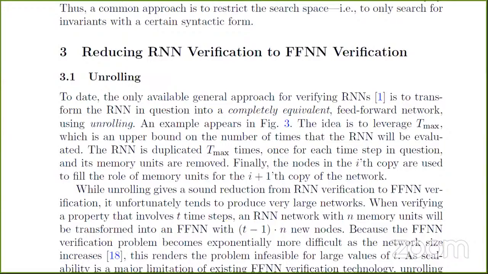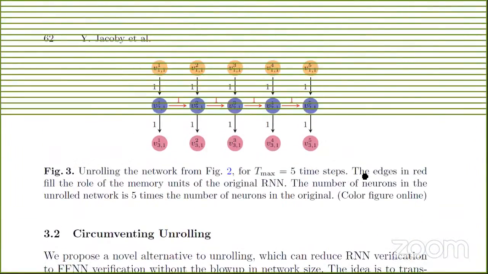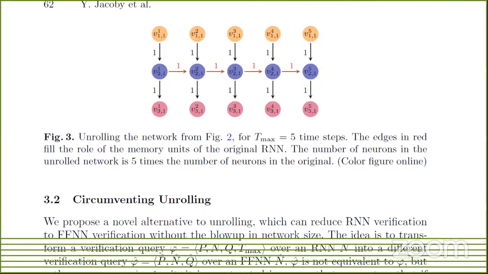Of course, as I was saying earlier, the idea is to reduce this RNN verification problem into a feed-forward neural network verification problem. One of the easiest ways to do it is to unroll, which is not what these guys are proposing in this paper, because unrolling can be expensive. But if you could unroll, this is how it would look. You could unroll it up to five time steps like this.